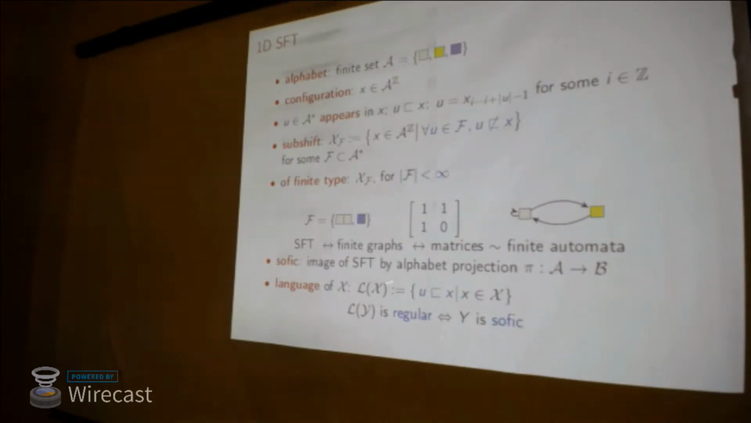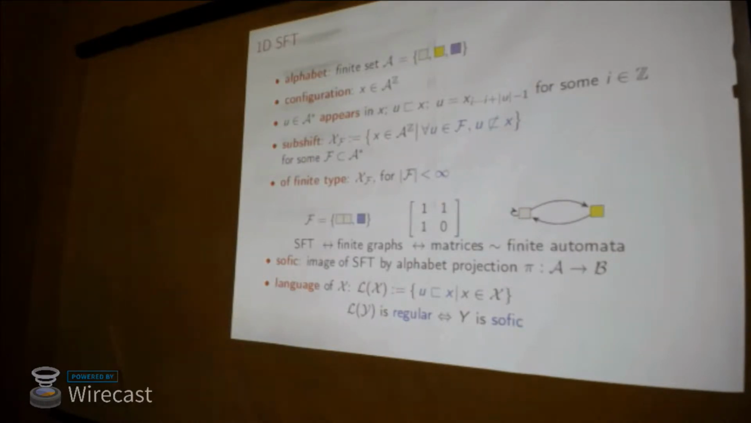And the subshifts that can be obtained like this, by some kind of projection from SFTs, are exactly those which have a regular language. The language of a subshift is the set of finite patterns that appear in some configuration of the subshift. If you're not used to it, it's very obvious from the representation by finite graphs. In some sense, we can say that one-dimensional SFTs have the computational power of finite automata.